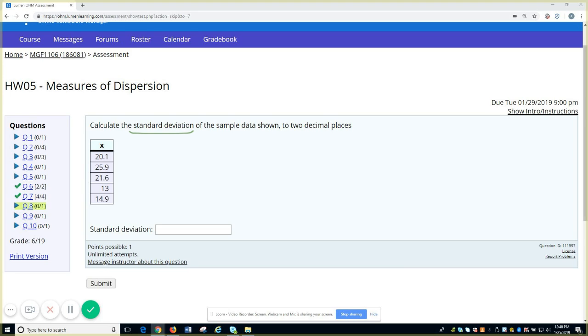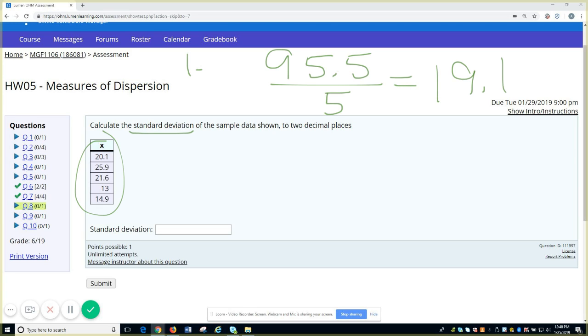So to find standard deviation, the first thing that we need to know is the mean of this data set. That means we have to add the values up and divide them by 5. So when I added all my values up, I got the sum to be 95.5, and then I divided by 5. There's 5 of them, and so my mean ended up being 19.1.